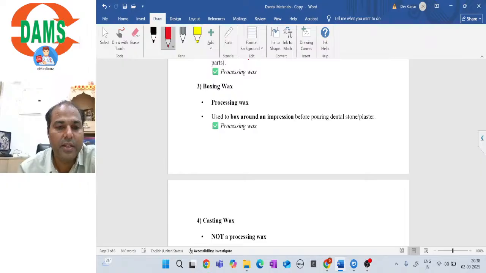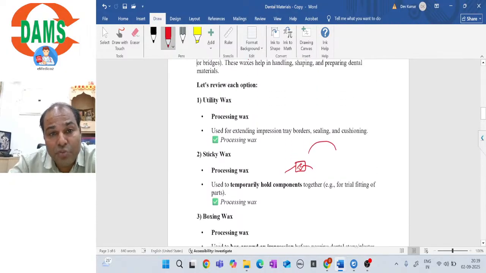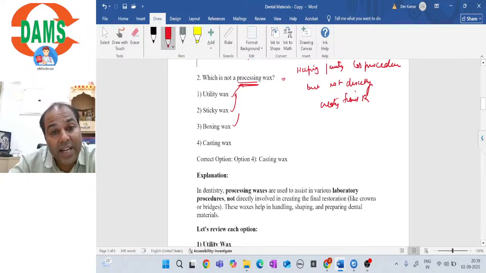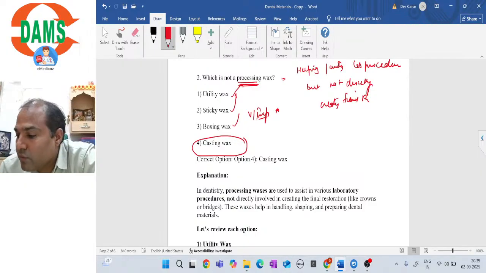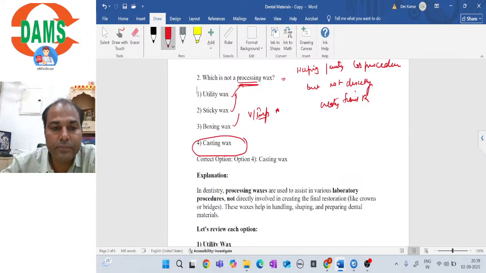Boxing wax, again it's a processing wax, that is after beading we do boxing, that will define the base of the cast. Casting wax or the inlay casting wax is not a processing wax because it is directly producing the wax pattern, it is directly producing the final prosthesis. So the best answer here is your casting wax or inlay casting wax. Very important information. Clear? Okay.